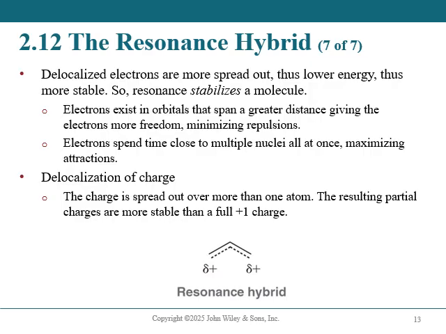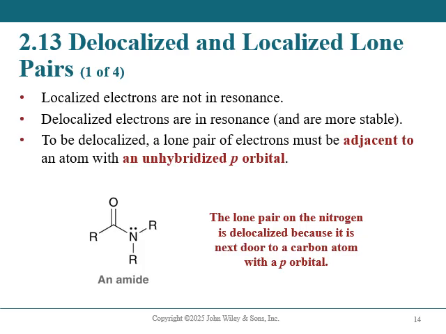Delocalized electrons are more spread out, thus lower energy, thus more stable. So that's the whole reason why it makes sense in nature to have this type of structure instead of having that double bond switching back and forth. It's just much more stable this way, and nature likes stability. Localized electrons, on the other hand, when we say localized, they're placed somewhere specific, so that means that they're not in resonance. Delocalized electrons are most definitely in resonance and therefore more stable.